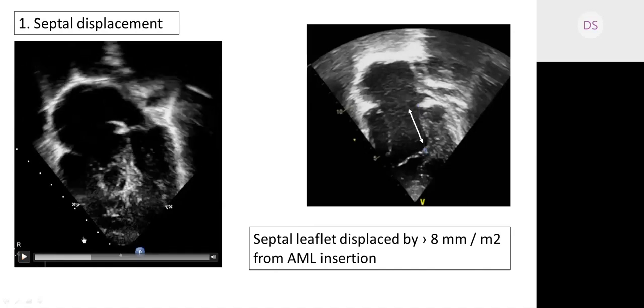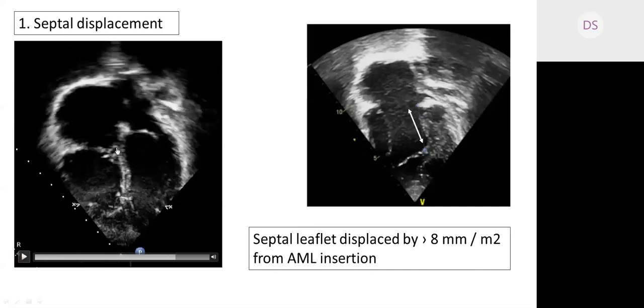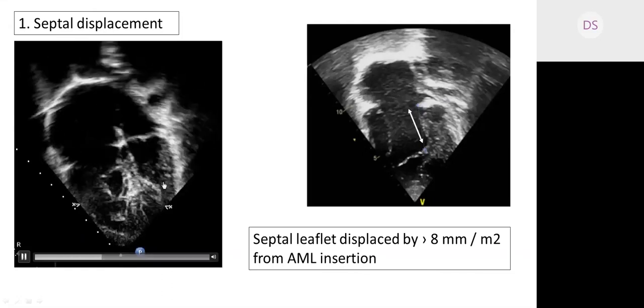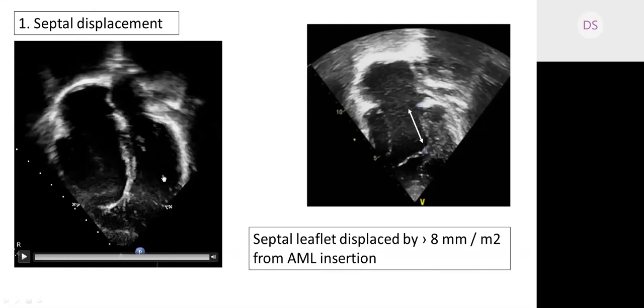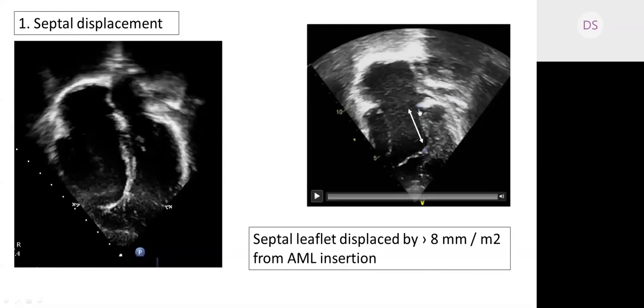Now here also you can see in this view that this leaflet is displaced compared to the anterior mitral leaflet. However, this leaflet is not displaced. So it's very important for us to understand that you can miss Ebstein's if you do not do a complete sweep on echo. And this displacement, you divide by the body surface area and you confirm the diagnosis of Ebstein's. Normally, if it's a newborn, the body surface area is around 0.2. So any displacement for more than 2 millimeters is considered to be an Ebstein's in a newborn.